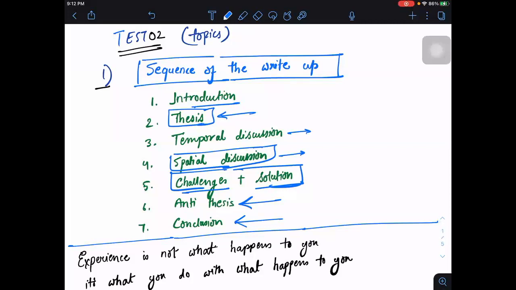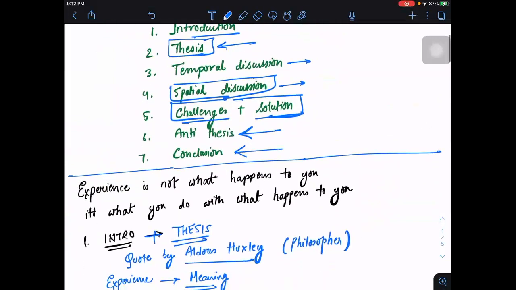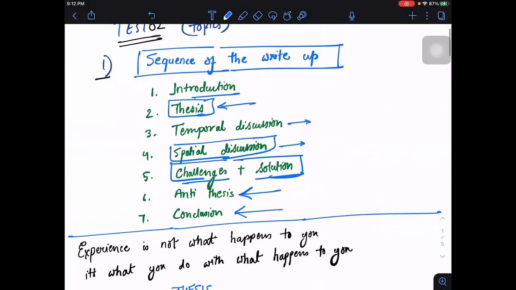Yes, sir. Okay. So let's move on to discuss the first topic. Experience is not what happens to you, it's what you do with what happens to you. Now, first things first, this statement is not a question mark statement, right?